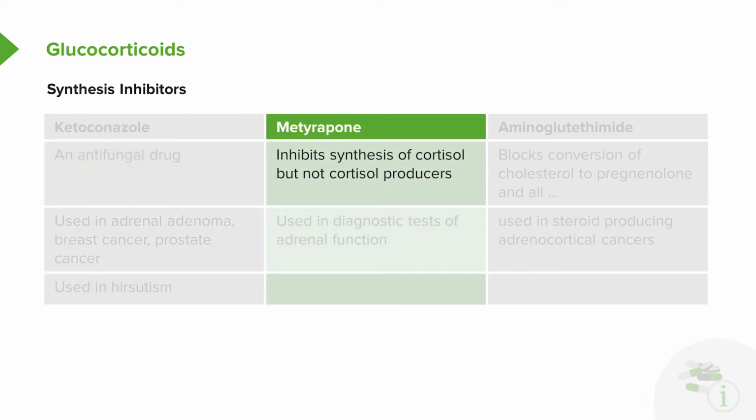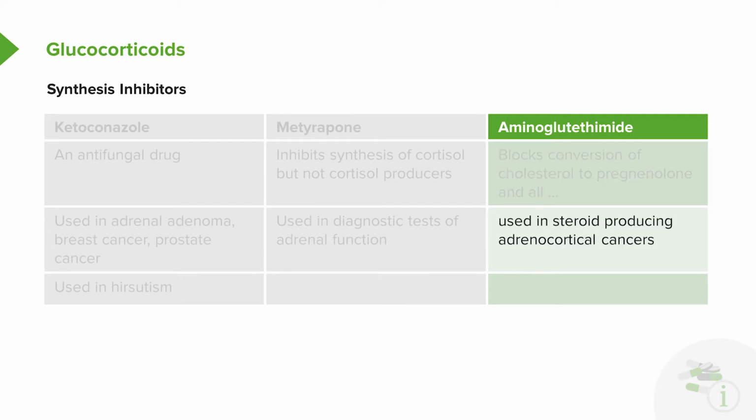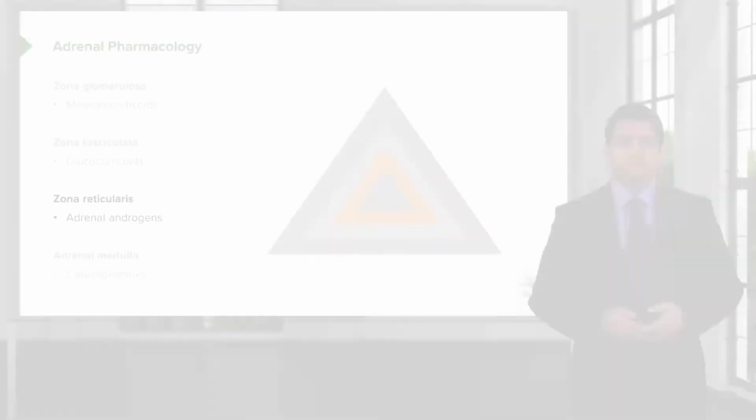Metyrapone is another medication that we use in glucocorticoid pharmacology. It inhibits synthesis of cortisol. We actually use it more for diagnostic testing rather than actual therapy. Other agents block conversion of cholesterol to the precursors of cortisol and other endogenous steroids. It is used in steroid-producing cancers to prevent excess steroid in the body.